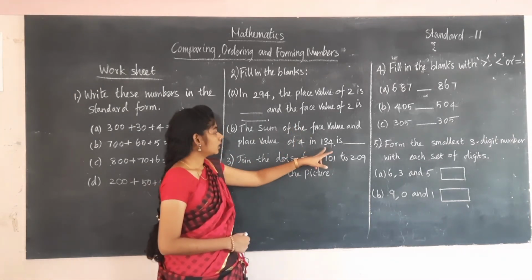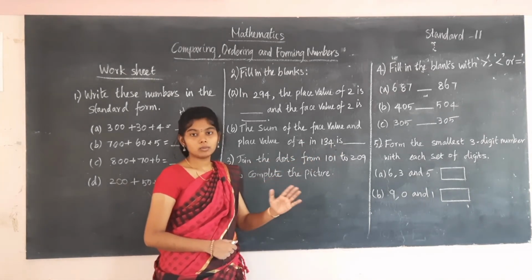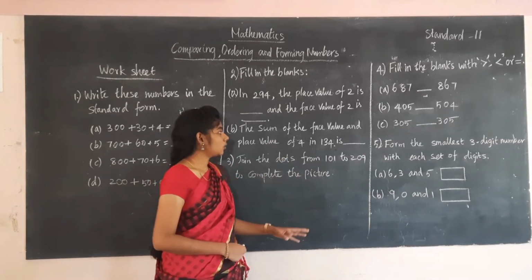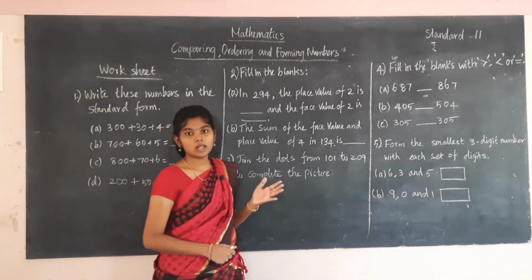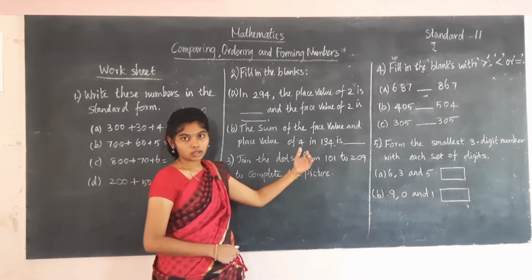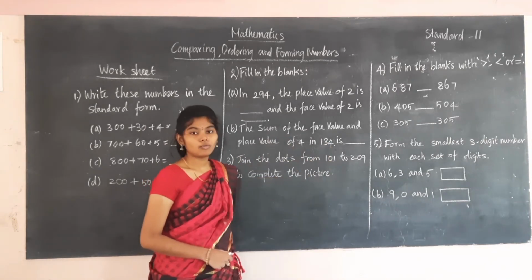So here in this number 134, what is the face value? Face value means whatever number is given, that same number is the face value. So 4 is the face value. And place value means the value according to the place where the digit is. So here the place value of 4 is 4.